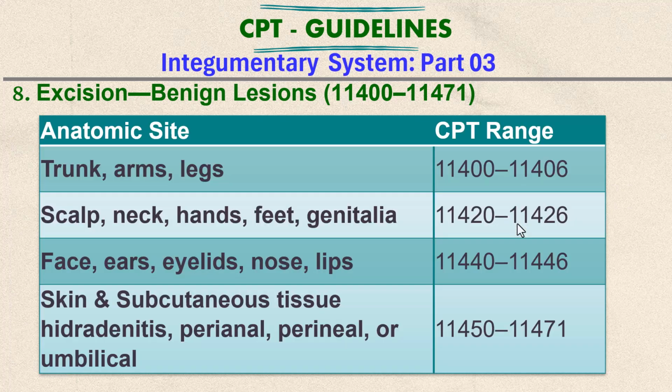So the excision code series are arranged like this. It starts with 11400 to 11406, including the trunk, arms, legs; depending on the size, you have to code the procedure. Similarly, 11420 to 11426 include the scalp, neck, hands, feet, genitalia. 11440 to 11446 include the face, ears, eyelids, nose, and lips. And recently added codes are 11450 to 11471 that include skin and subcutaneous tissue like hidradenitis, perianal, perineal, or umbilical regions. So let's see some examples.